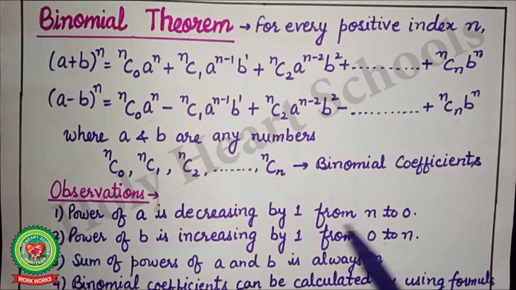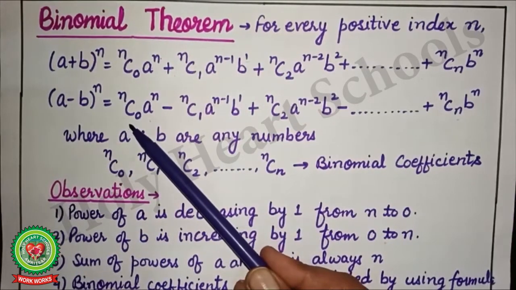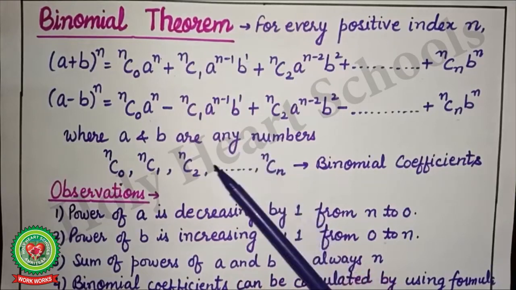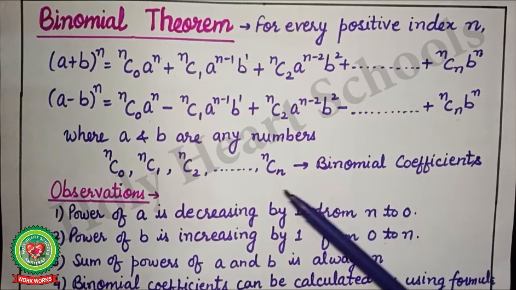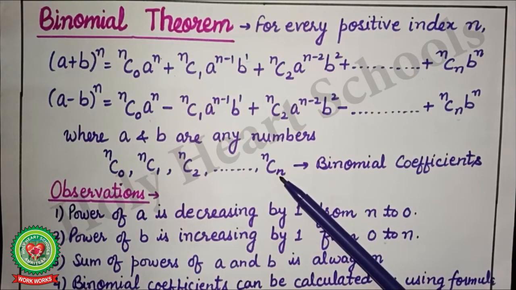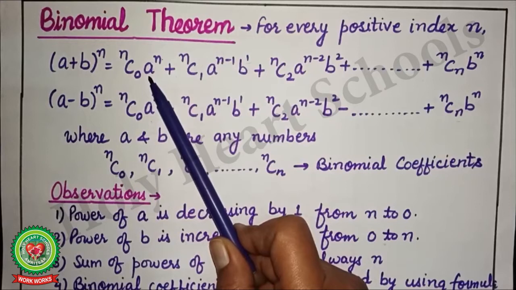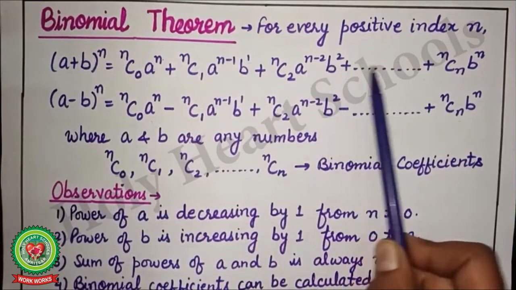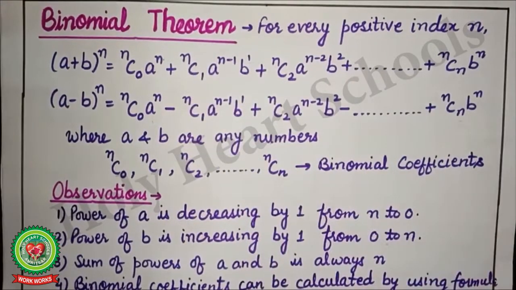Like this, where a and b are any numbers, and these terms nC0, nC1, nC2 are called the binomial coefficients. We can find the value of these binomial coefficients by using the formula of combination. Now, from the expansion, we can observe that firstly, the power of a is continuously decreasing by 1. It is decreasing from n till 0.